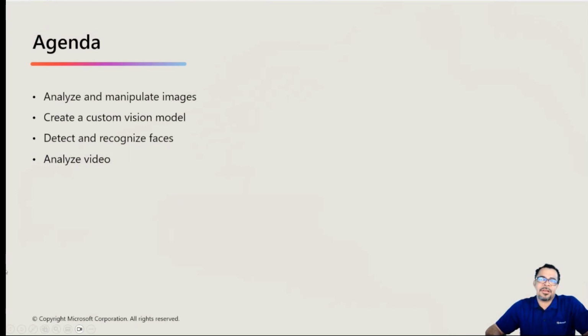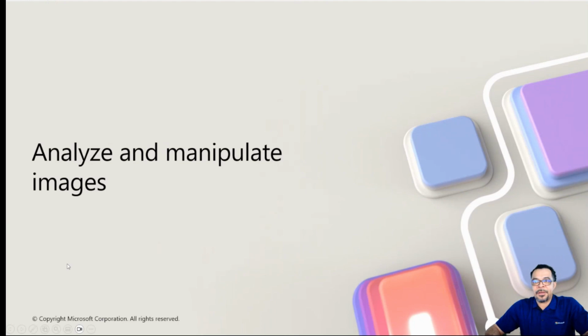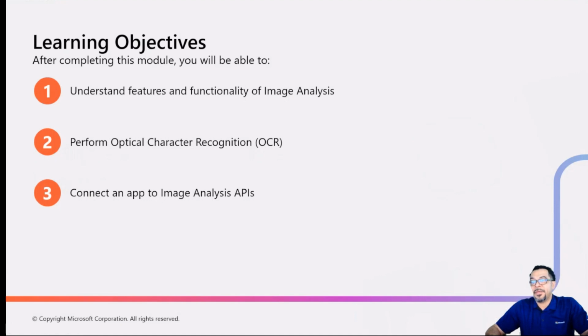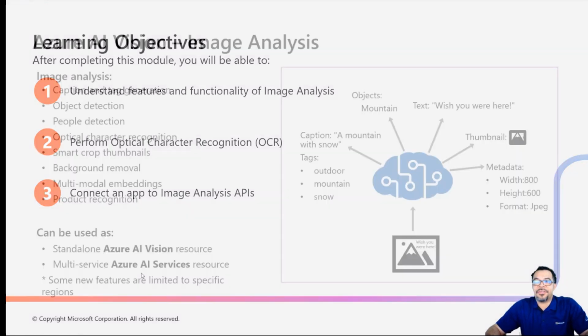Here, we're going to talk about how to analyze and manipulate images, how to create a custom vision model, how to detect and recognize faces, and finally, how to analyze video. In the first section, we're going to look at analyzing and manipulating images: understanding the features and functionality of image analysis, performing OCR, optical character recognition, and connecting an app to an image analysis API.